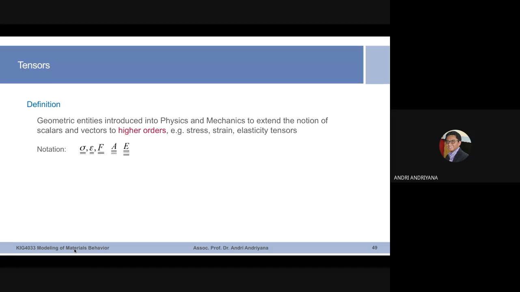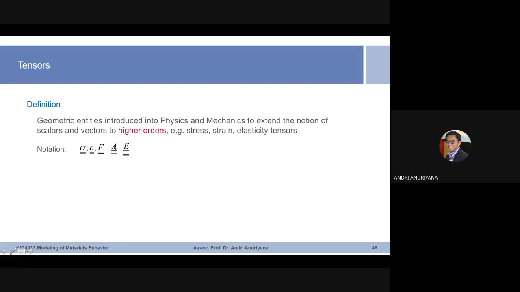Okay, so how do we give notation to tensors? A scalar is simple, for instance, a letter. For a vector, we represent it by a letter with an arrow above it. Here in this lecture, I will use this notation for tensors. For instance, the stress tensor, this is the stress notation, and then we have two lines below it. I have strain here, two lines below. I have F, two lines. I have A, three lines. I have E, four lines. What does it mean? The number of lines below the notation represents the order of the tensor. So sigma, epsilon, and F are second order tensors.